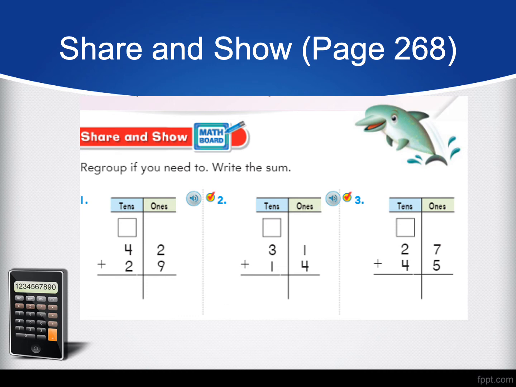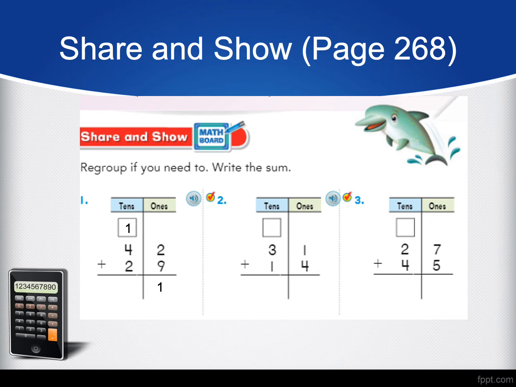You're looking at the ones and you're going to add 9 and 2. So children, what is 9 plus 2? 9 plus 2 is 11. How are you going to put 11 here? You cannot put 11 here. You're just going to put 1 here, the ones of the number 11, and the tens of the number 11 will go on top.